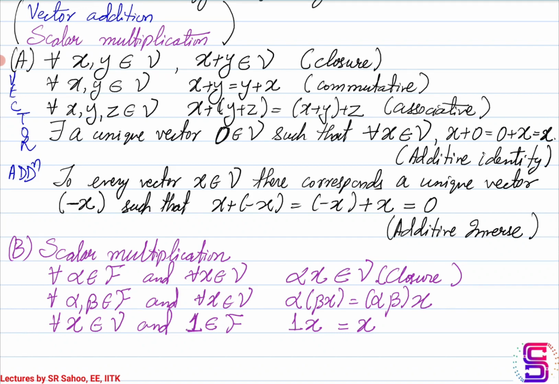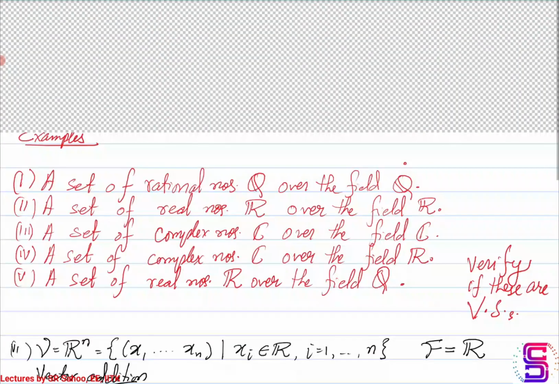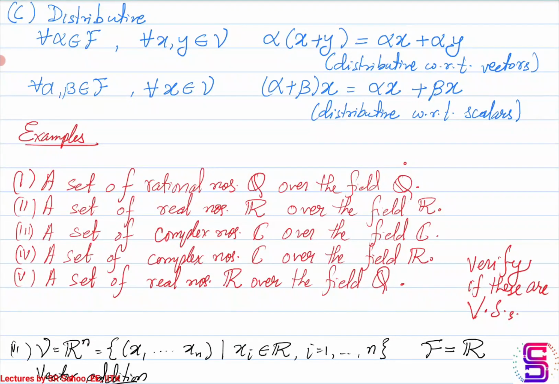And since we are talking of two operations, we look into a third set of properties which need to be satisfied, and this is based on the interaction of both the vector addition and the scalar multiplication being done together. And this is the distributive property.